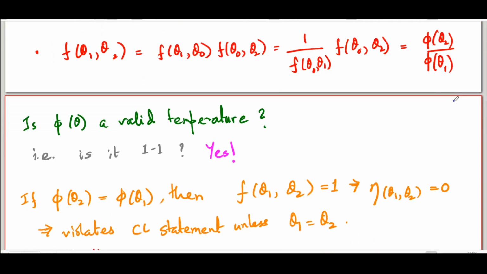Because this is where the maths becomes very directly related to the physics. If phi of theta 2 is equal to phi of theta 1, then f of theta 1 comma theta 2 will have to be 1 and the efficiency eta of theta 1 comma theta 2 has to be 0. Now, with a minute amount of thought, you can figure out that if you had an engine with efficiency 0 running between two different temperatures, that is, theta 1 and theta 2 were different, yet you have a 0 efficiency engine. Remember, this is a reversible engine. Then you will be able to build an anti-Clausius engine. In fact, then you have an anti-Clausius engine.